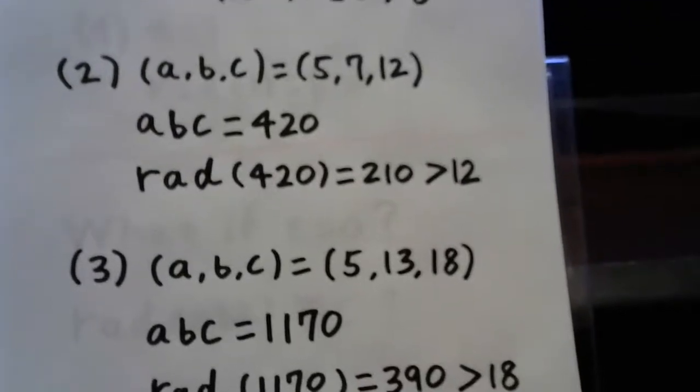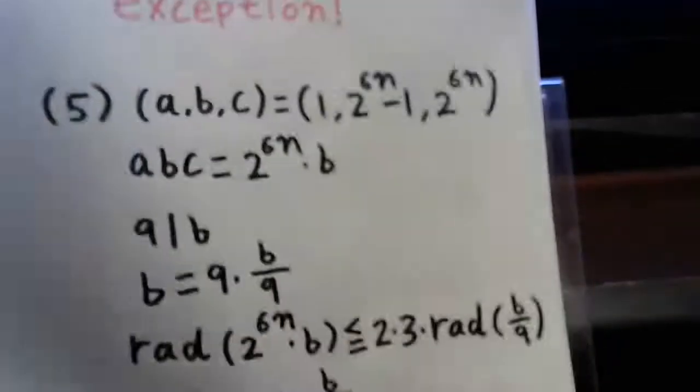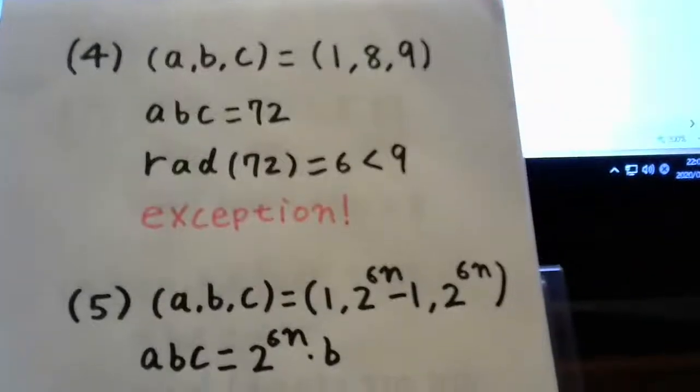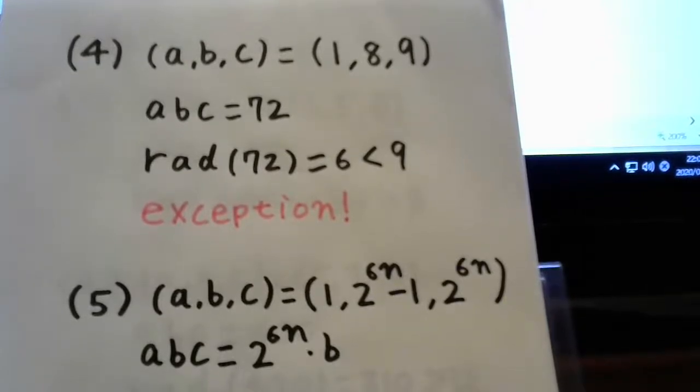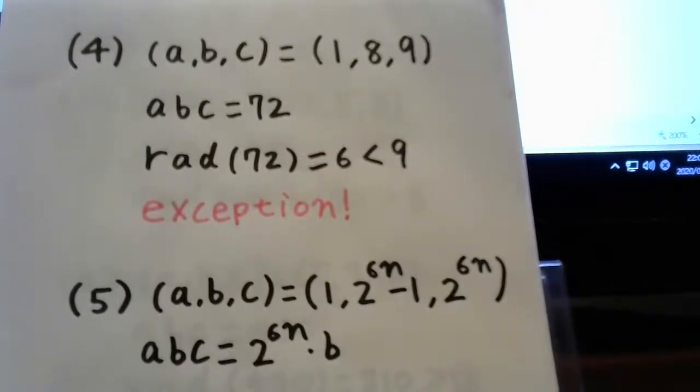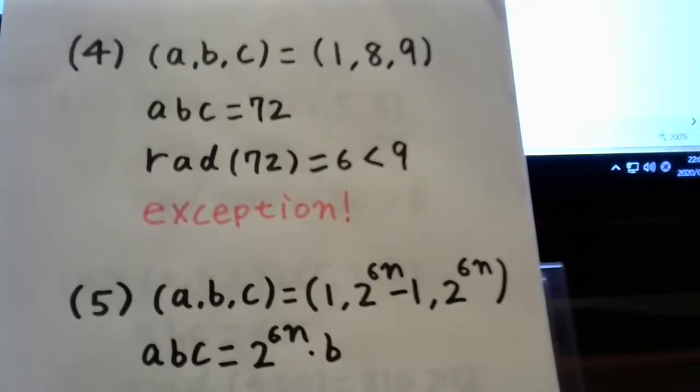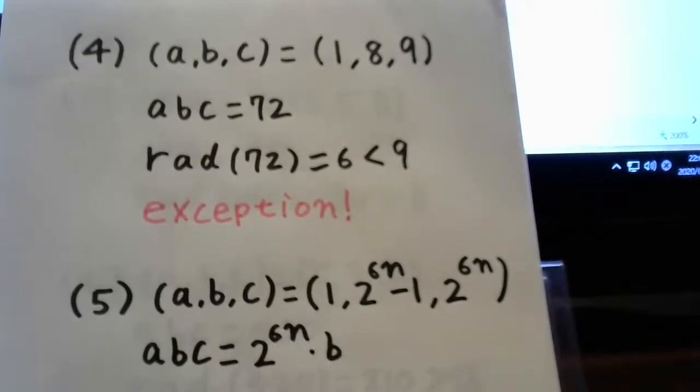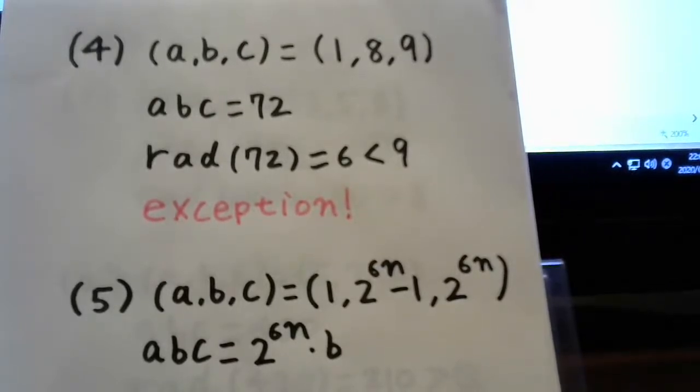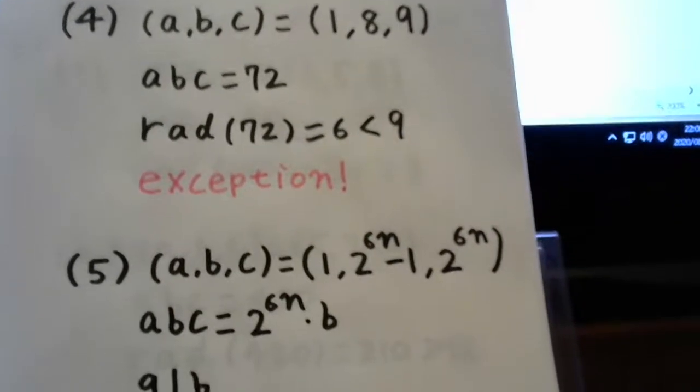But how about this case? 189. Well, in this case, abc is equal to 72, and radical of 72 is equal to 6. Okay, 6, which is less than 9. So this is an exception. Well, and let's see the next case.